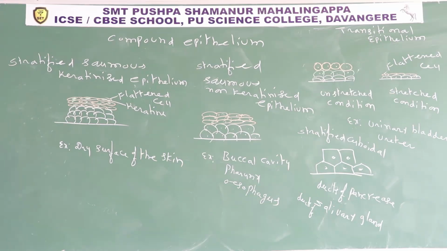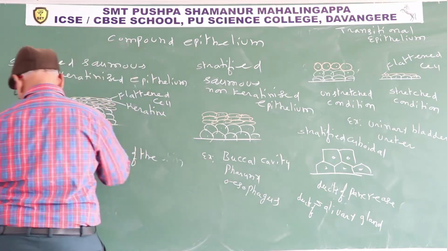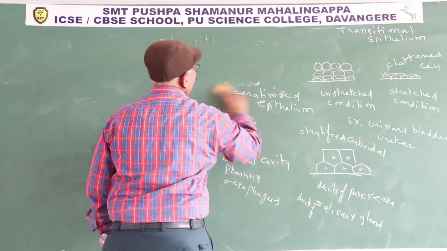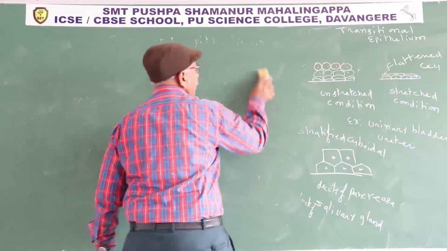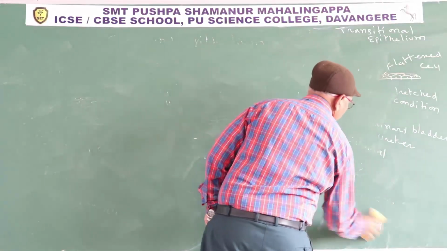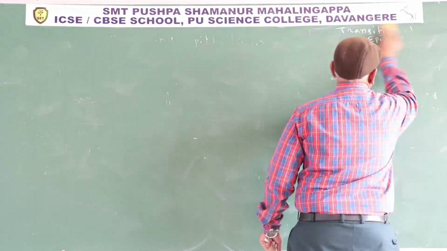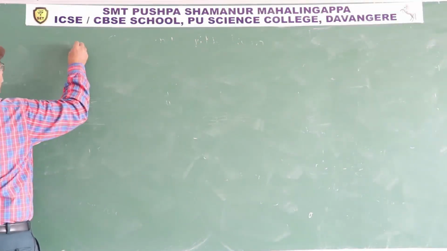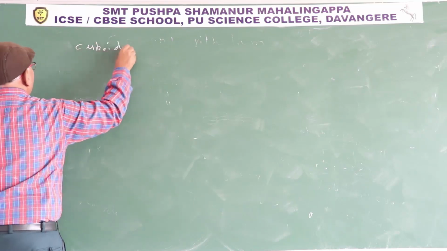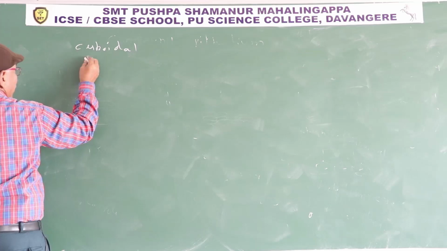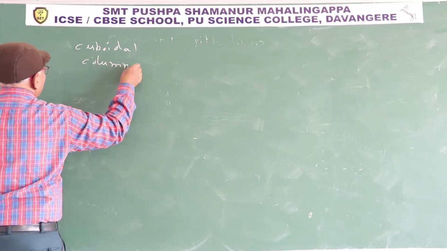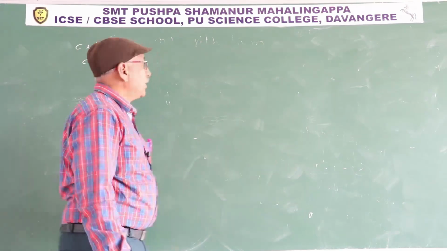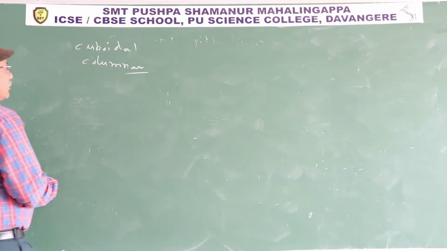Now we discuss glandular epithelium. Only cuboidal cells and columnar cells are involved in the formation of glandular epithelium.